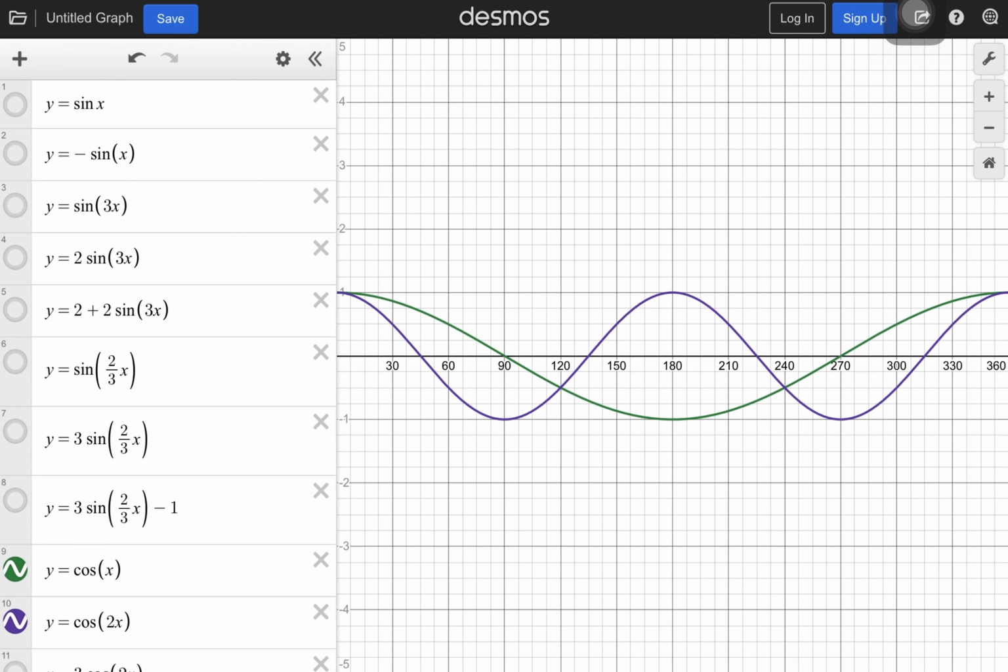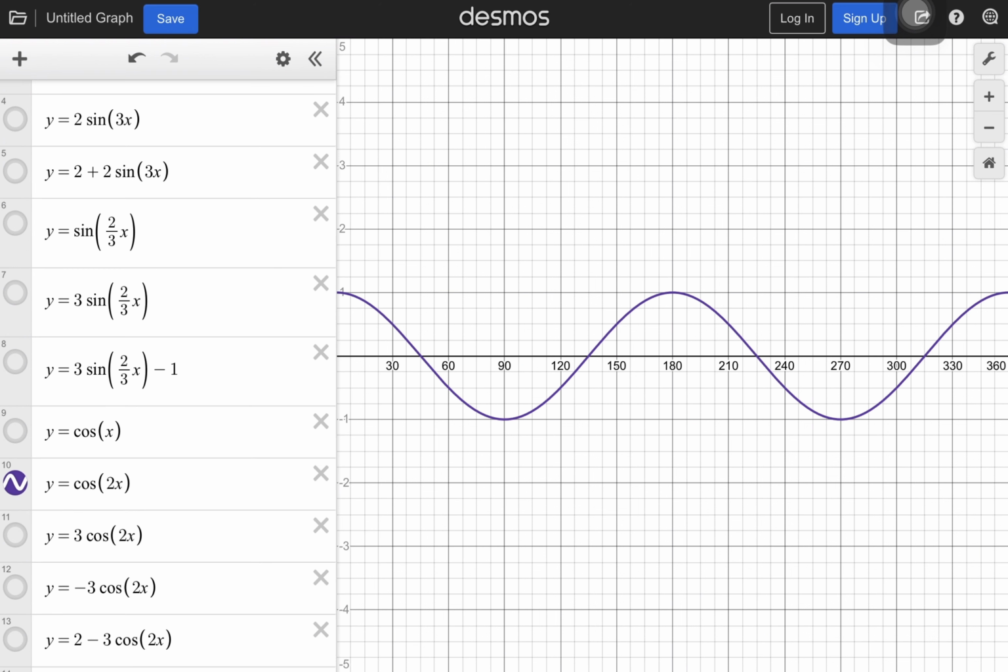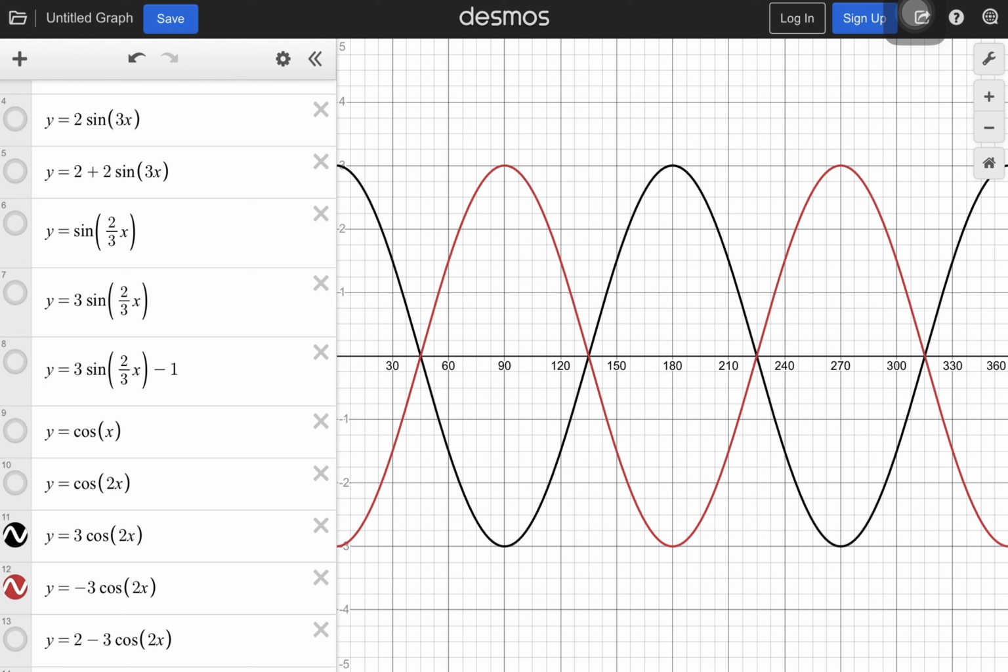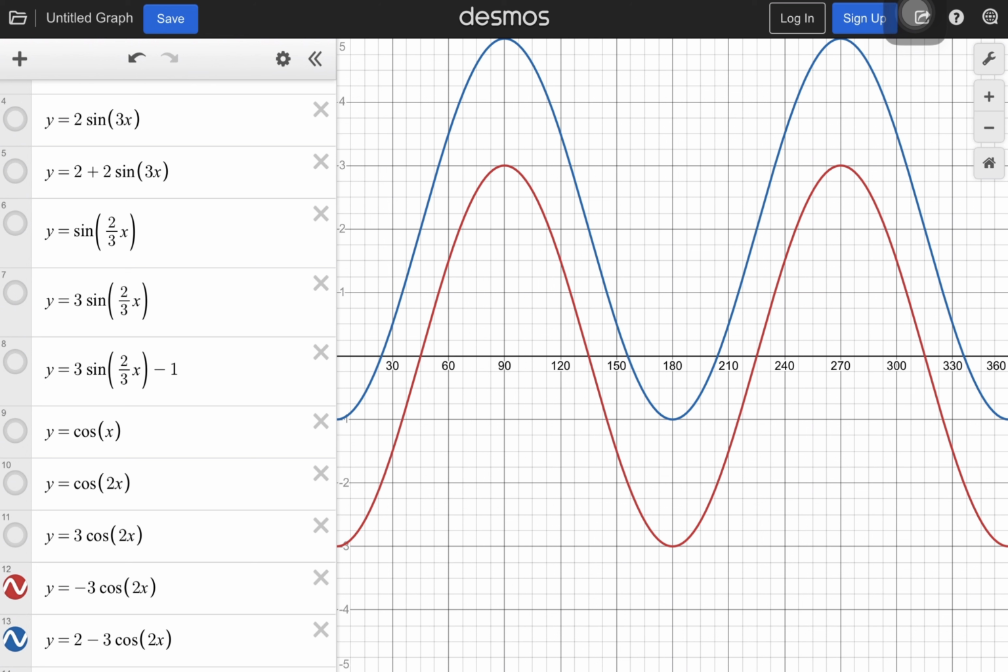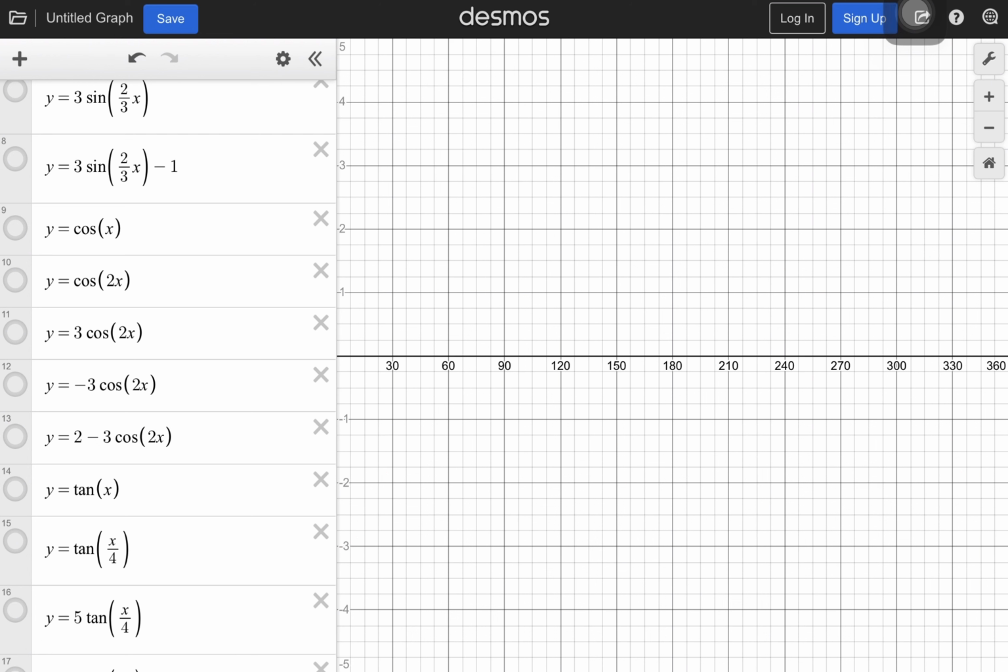Now increase the amplitude, y equals 3 times cos 2x. Then reflect it, y equals -3 cos 2x. This flips the graph across the x-axis. Now translate it upward 2 units. The midline is now y equals 2.